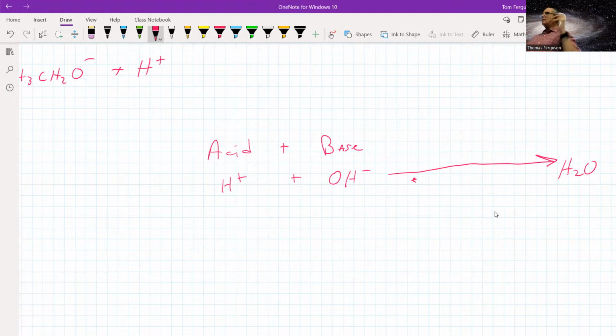Now, this is what our lab's about. We're gonna take an acid and a base, and we're gonna mix them. What's gonna happen? It's gonna form water. Now, if we have 1 mole of hydrogen ions, 1 mole of hydroxyl ions, how many moles of water are we gonna get? One, because this is balanced the way it's written. 1, 1, 1.